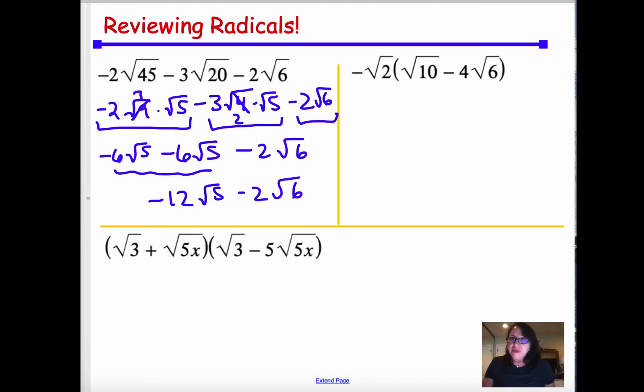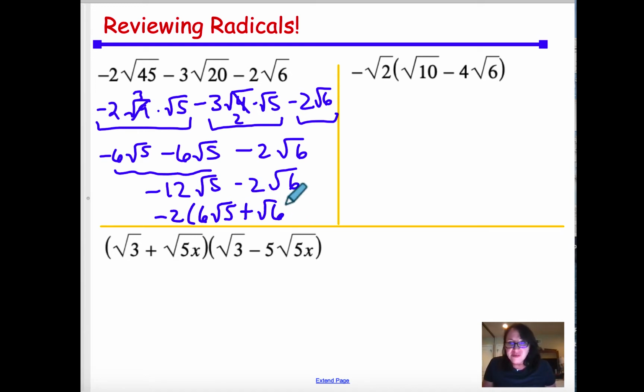And you're done. The only other option that you could do, of course, is factor out a negative 2. And then you would have 6 root 5 plus root 6. And that's completely optional. Of course, you want to make sure you look to see what values are available if there's a multiple choice option.